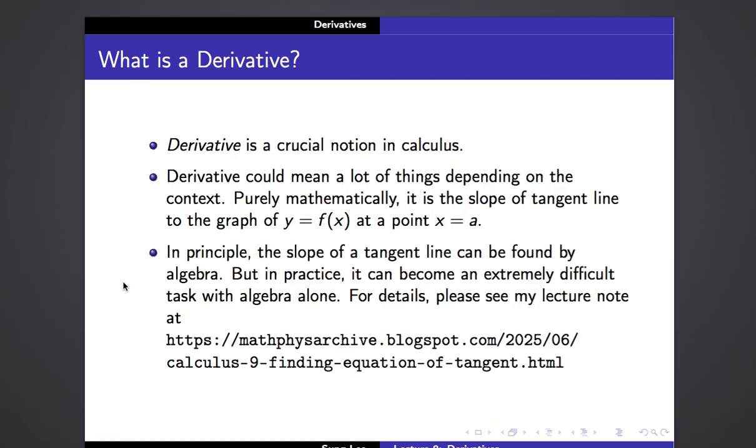In principle, though, the slope of a tangent line can be found by algebra, but in practice, it can become an extremely difficult task with algebra alone. We are not going to delve into that.